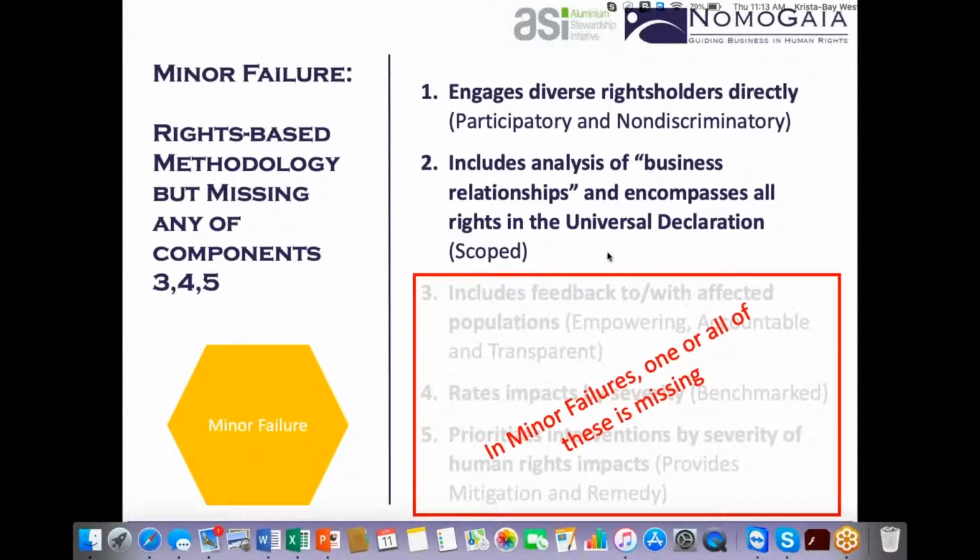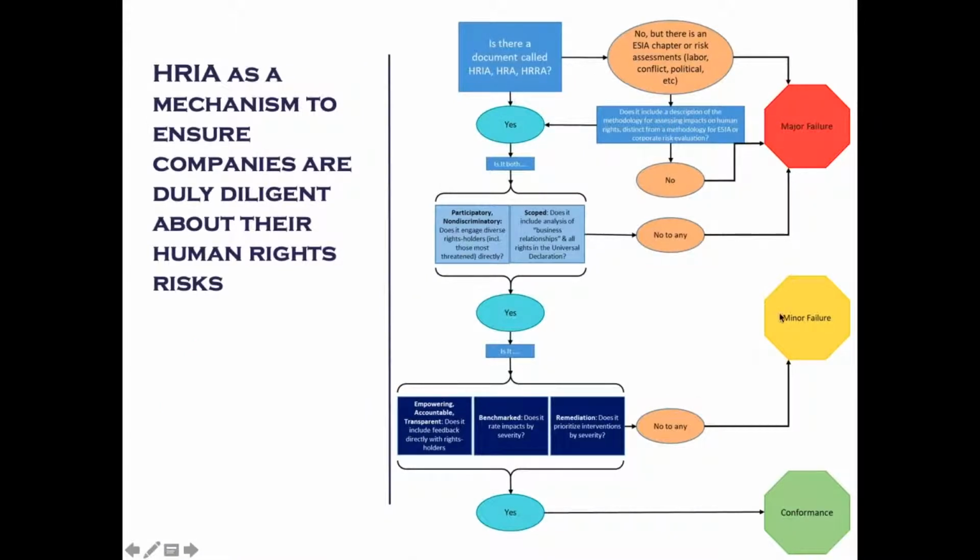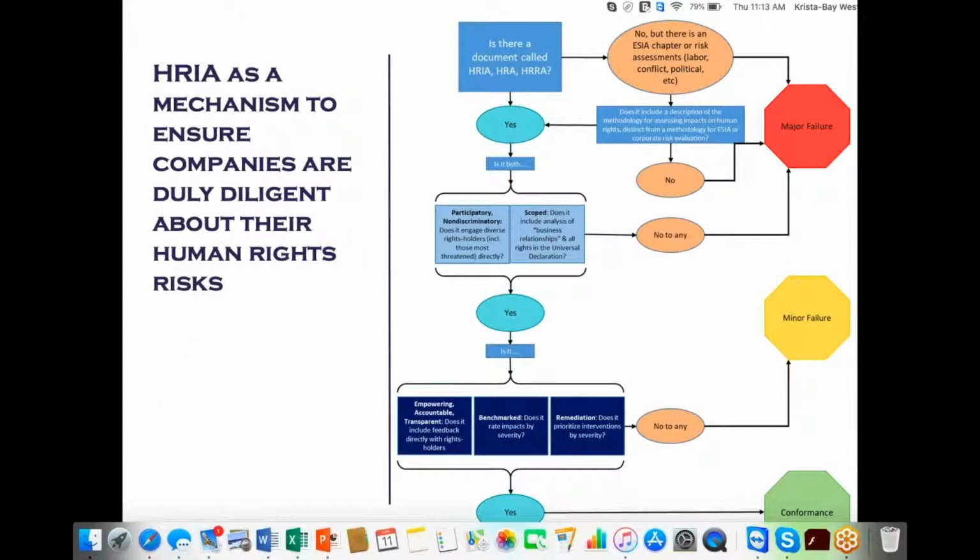Our next slide is a flowchart that essentially covers the content of these major failure, minor failure, conformance process. It starts with this basic question in the top left corner: is there a document called HRIA, Human Rights Assessment, Human Rights Risk Assessment? If not, but the entity under audit says there's an ESIA chapter or there's a labor risk assessment, then the auditor can ask, does it include a description of the methodology for directly assessing the full suite of impacts on human rights? And if not, that is a major failure.